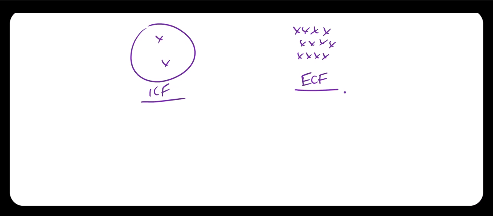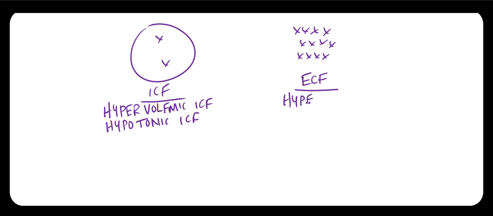So we'll do the intracellular fluid first. I have too much water, so I'm hyper in water, volemic ICF. Or too much water equals not enough ions. I'm hypo, ions, tonic, ICF. Outside the cell, I'm too much in ions, hypertonic. Or outside the cell, I'm hypo in water, hypovolemic. So again, saying exactly the same thing 4 times, 4 different ways.